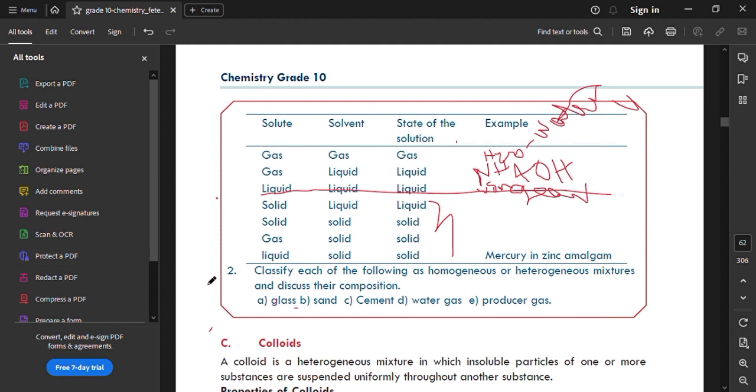So the second question is classify each of the following as homogeneous or heterogeneous mixtures and discuss their composition. The first one is glass. So glass is made up or composed of silica or silicon oxide and sodium carbonate or soda, as well as calcium oxide or lime. So glass is homogeneous.